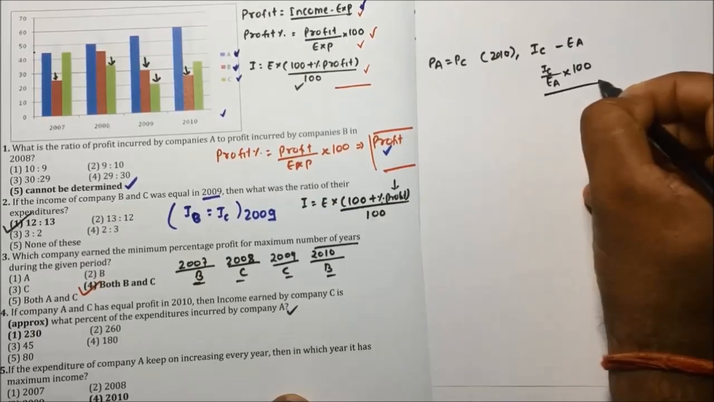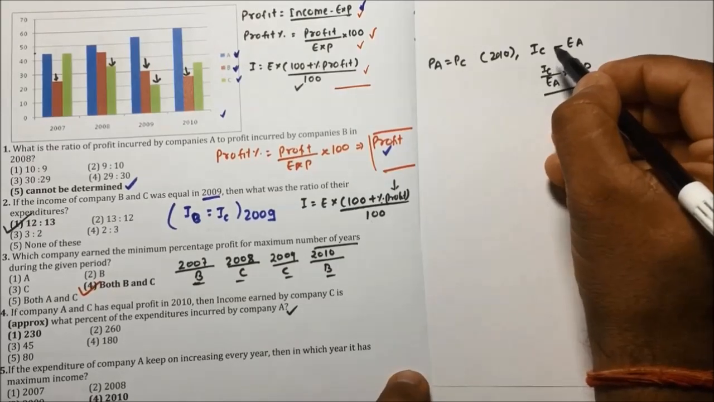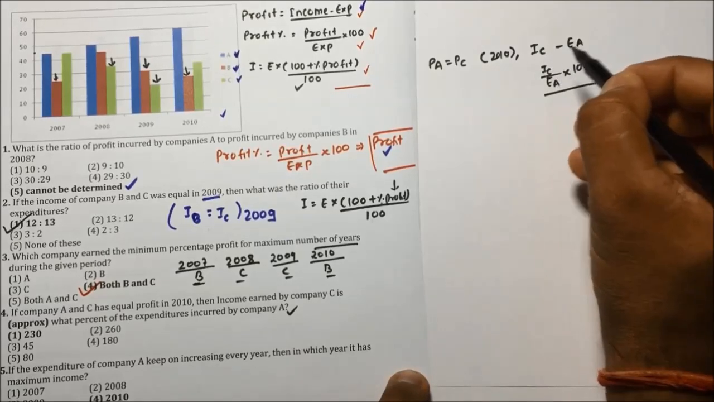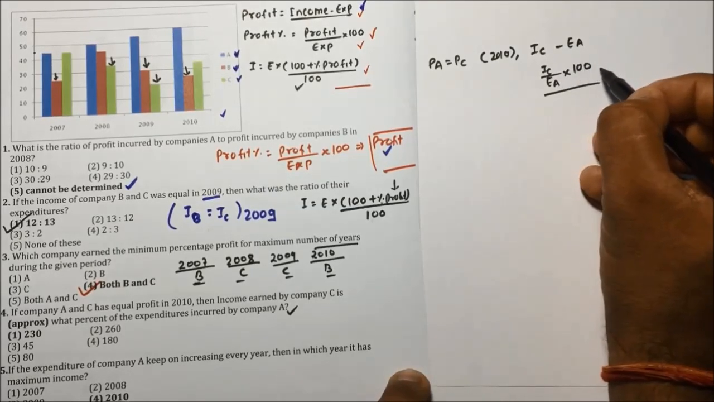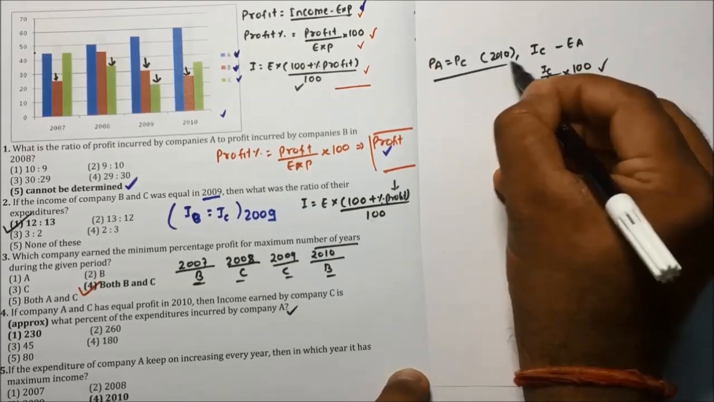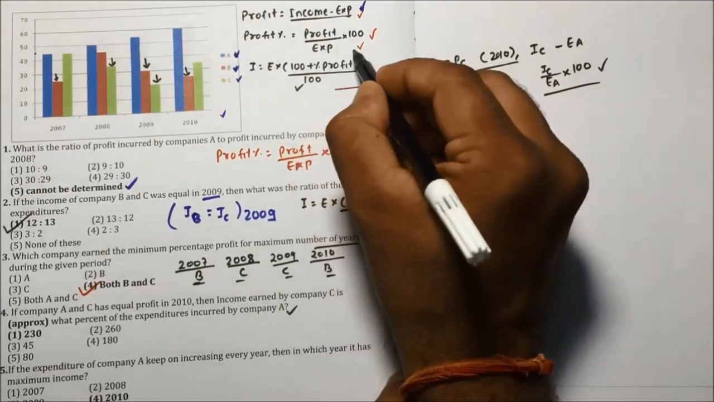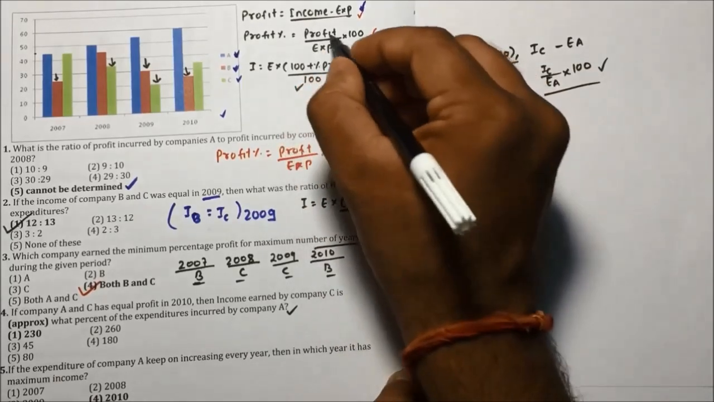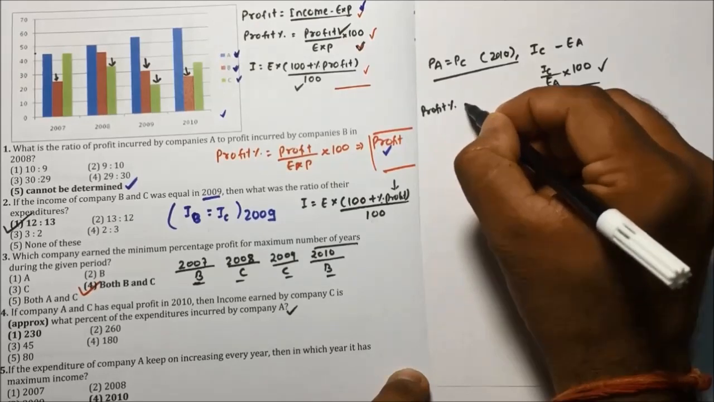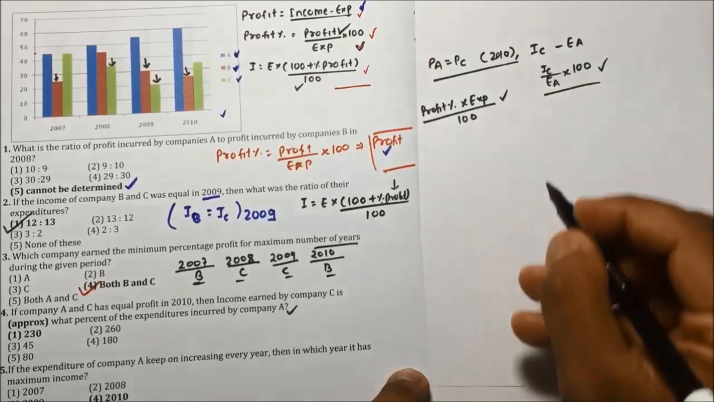This is what I have discussed in the basics of data interpretation. In case of percentage, whoever is getting compared will come down, and income earned by company C will be up, into 100, and that will give you the percentage, right? Now let's take this and proceed further. So the profit earned by company A, you can see the profit will be equal to percentage of profit into expenditure divided by 100, right? So this is the formula for profit.